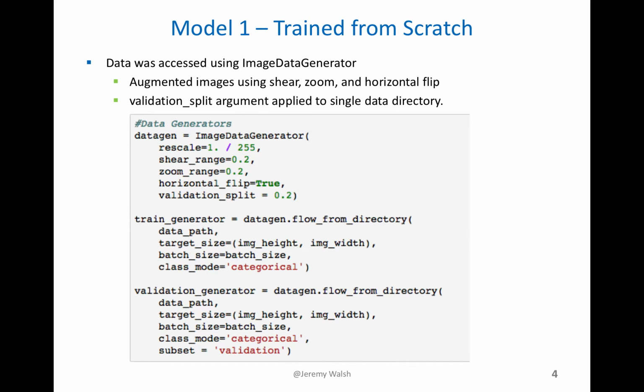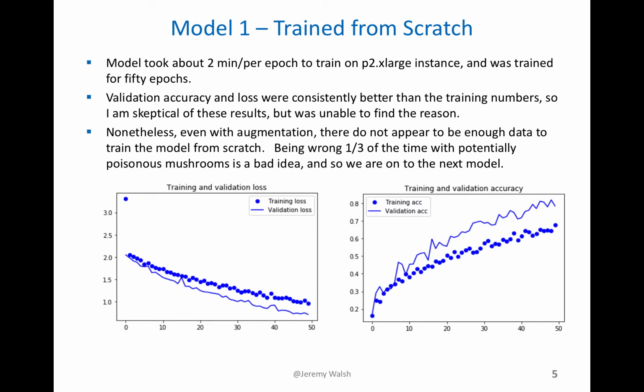The first model, we're using image augmentation. We're training it from scratch, and I was able to get that up to about 60% accuracy. So not too bad for training 9 categories and using a relatively small amount of data, but also not very good if we're going to be eating mushrooms to know that you're going to be wrong about 30% of the time as to what type of mushroom it is.